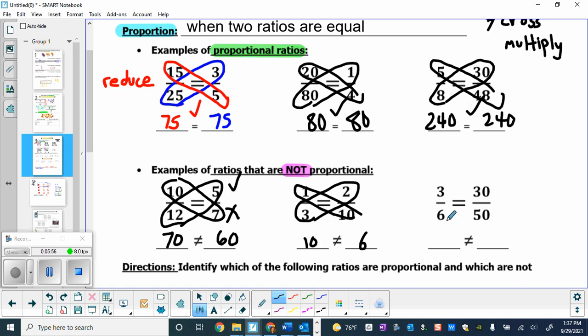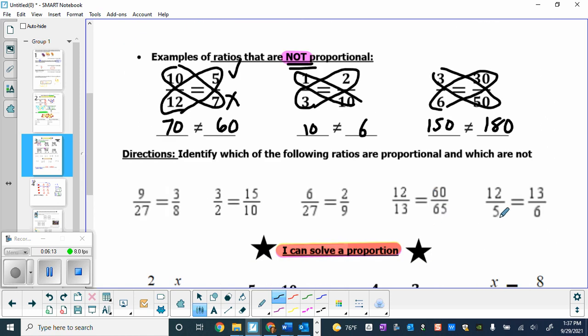And last but not least over here, if we do a 6 times 3, that'd be 18. And so since it's 6 times 30, I just get to tack on a 0. And then 30 times 50, you guys know, is a 150. So again, not equal, so these are not proportional. Now, we've seen this on a lot of the state testing. They'll just give a bunch of these types of numbers and say, okay, I want you to identify which of the following ratios are proportional and which are not.